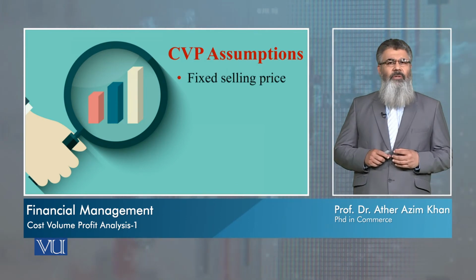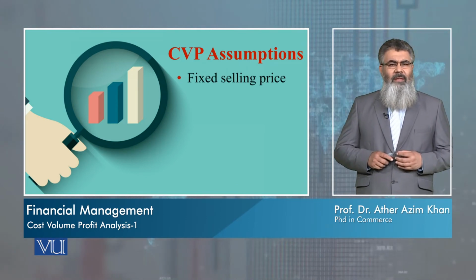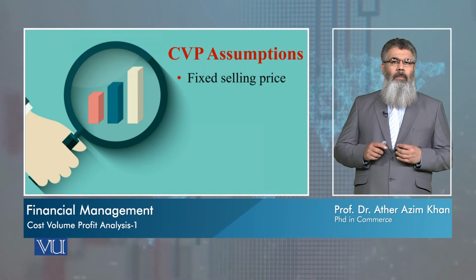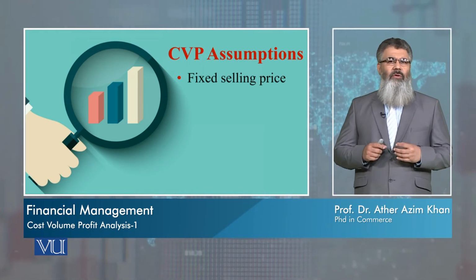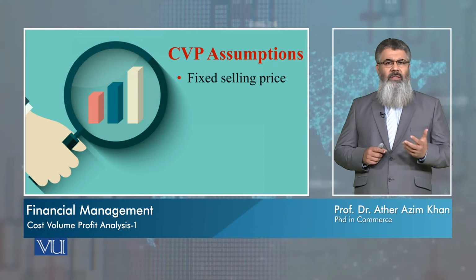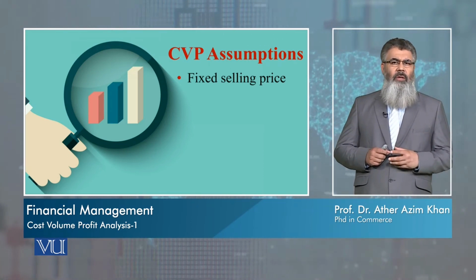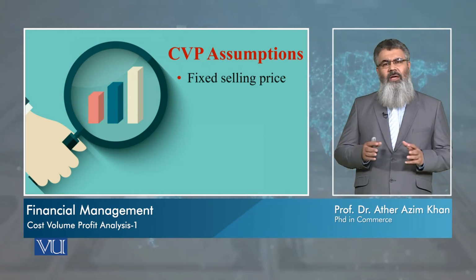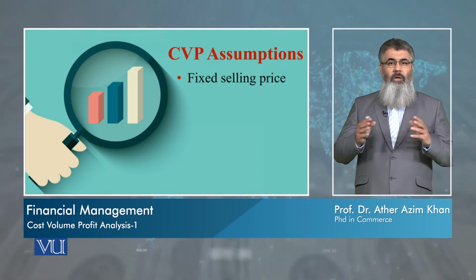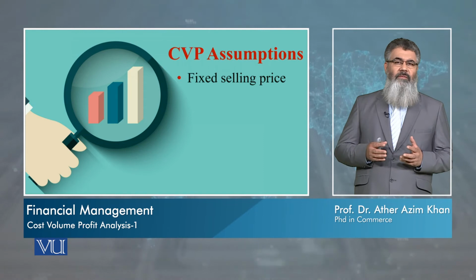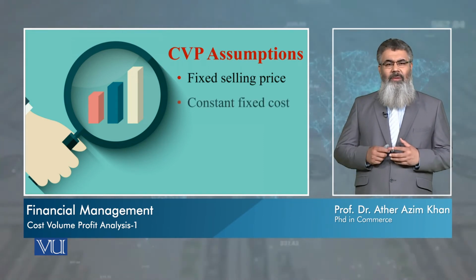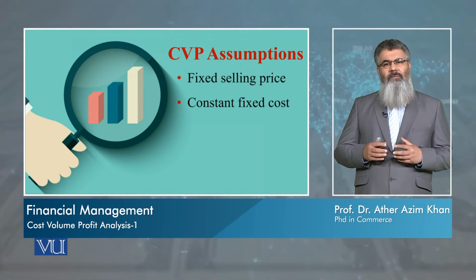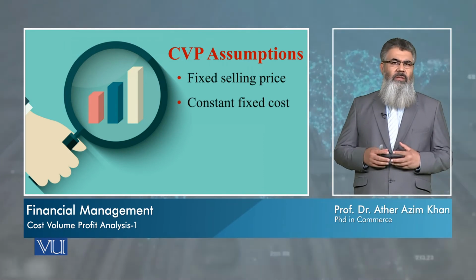So the first assumption of CVP is that there is a fixed selling price. So the per unit selling price does not change. If the price is 10 rupees or 20 rupees per unit, we assume that this remains the same. Only if the volume goes up, the total amount of revenue that we'll get will be more. The second assumption is that the total fixed cost also remains constant.